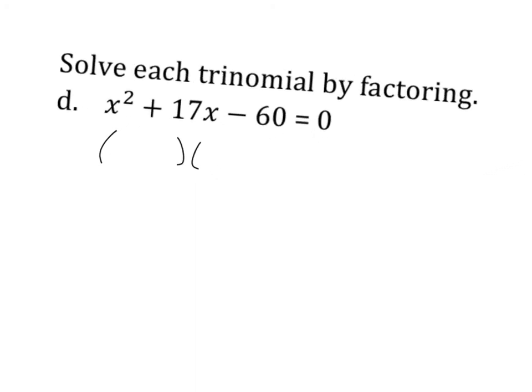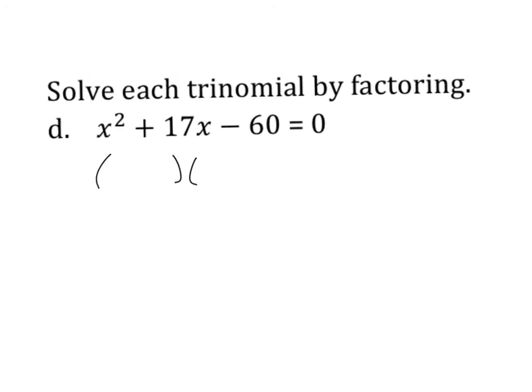So then, when we're looking at the next example, D, this time the only difference is that we have an equals 0. So we are going to factor. So we're going to factor this left side first. So we're going to do our x and our x, and we have two numbers that multiply to give us negative 60 and add to give us 17. So we're looking at the difference of the factors being 17.